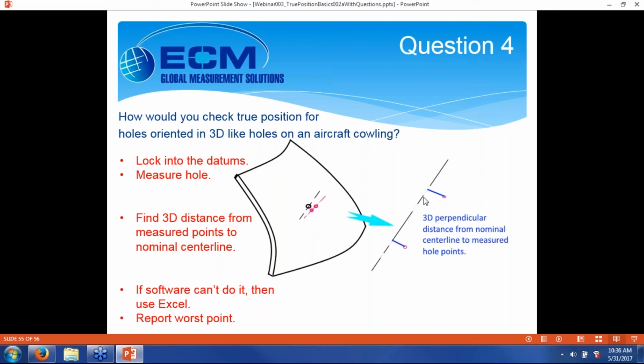I need to find the 3D distance back to my nominal center line. A lot of people are lucky. They've got software that will do that. If you can't do it, then you need to use Excel. The formulas are kind of involved, more so than I want to go into here, because it will take some time. And as always, you report the worst of the 2 points.